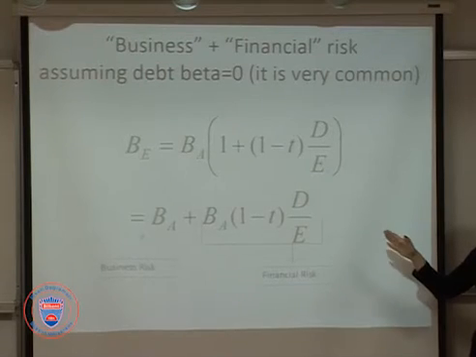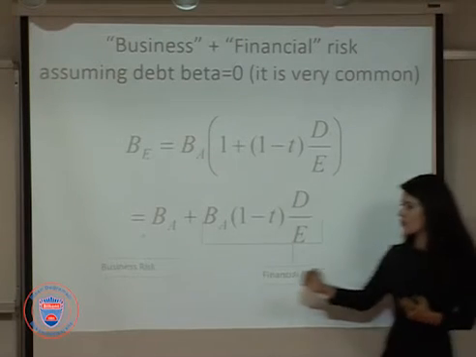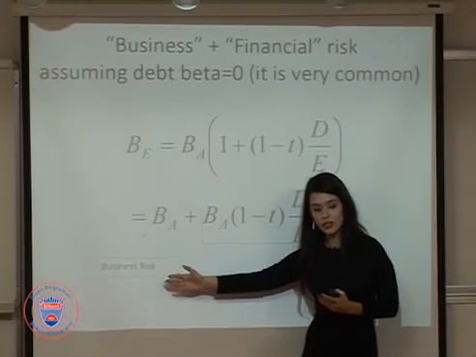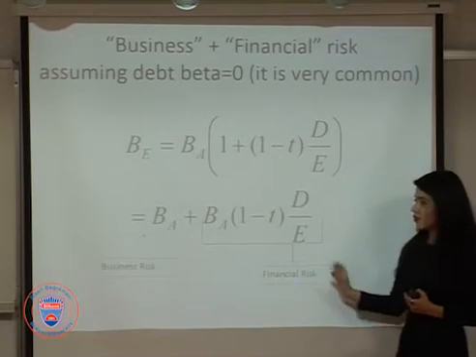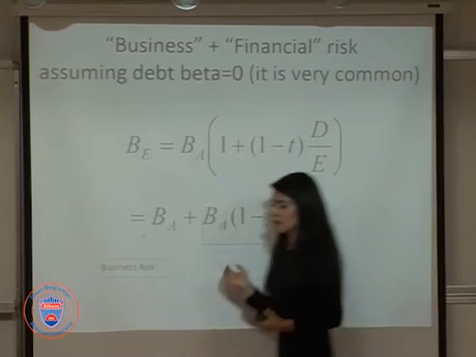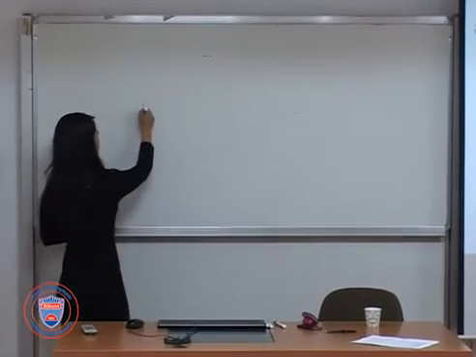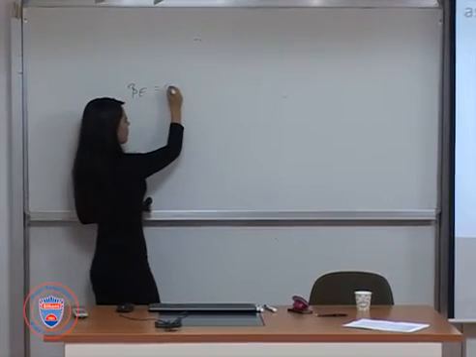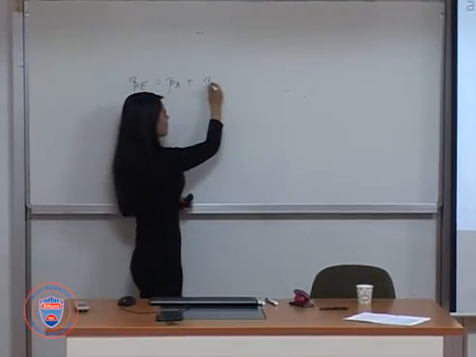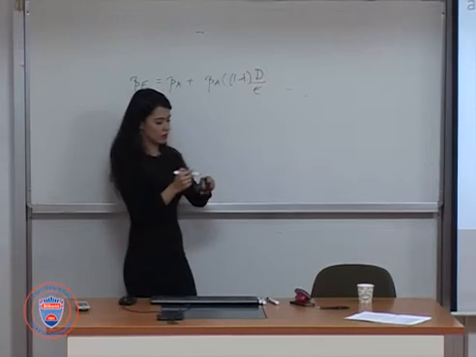So I have equity beta, and I can separate the equity beta into two things. One is the business risk. It has nothing to do with the financing. And then I have the financial risk part related to the debt to equity ratio. So let me write this on the board, and then we can solve the question, and hopefully things will be a little bit clearer. So I have equity beta, which is equal to asset beta, plus the debt portion.